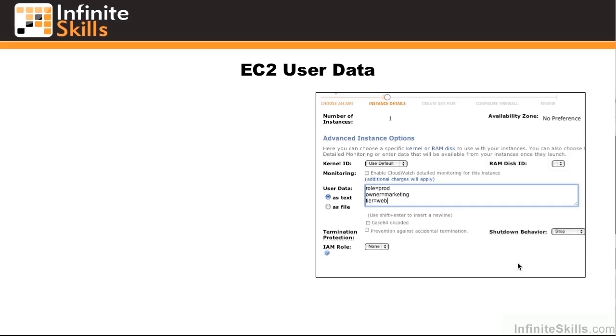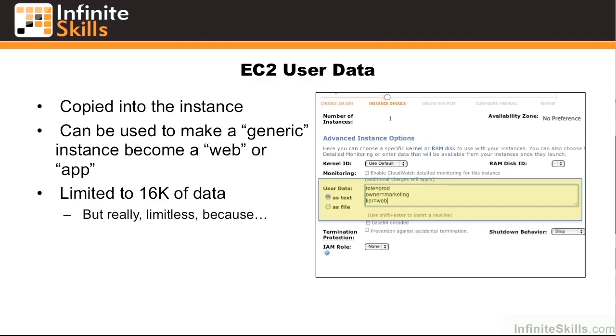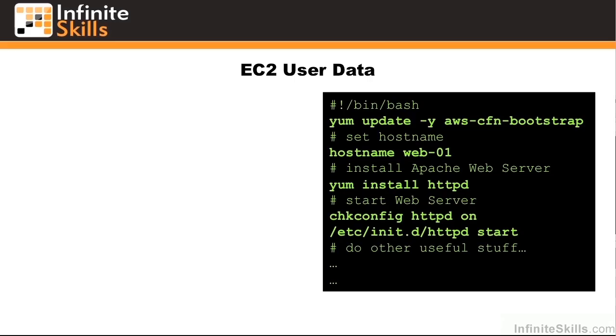Let's talk for a second about user data. User data is information that is copied into the instance. This can be used to make a generic instance become a web or an application instance, as you see here. We're specifying the role of production, the owner marketing, and the tier of web in user data when we launch this instance. We're limited to 16 kilobytes of data, but we're really not, because the scripts can use something called cfn-init to run scripts on initial boot.